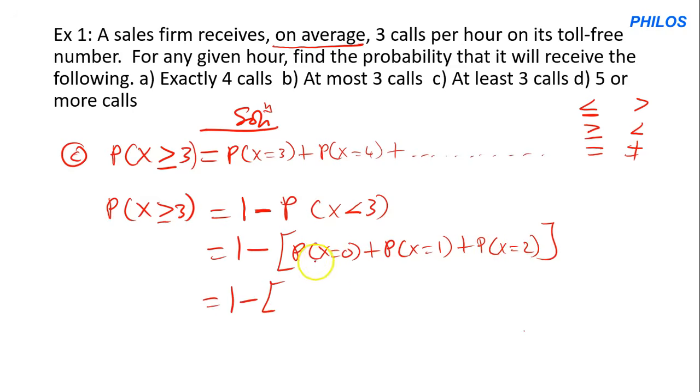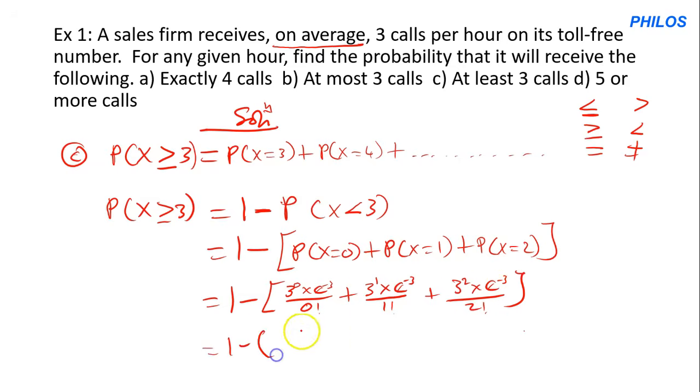Now, to find the probability that x is exactly 0, we are going to have 3 exponent 0 times e exponent negative 3 divided by 0 factorial plus 3 exponent 1 times e exponent negative 3 divided by 1 factorial plus 3 exponent 2 times e exponent negative 3 divided by 2 factorial. So that will give us 1 minus into bracket.